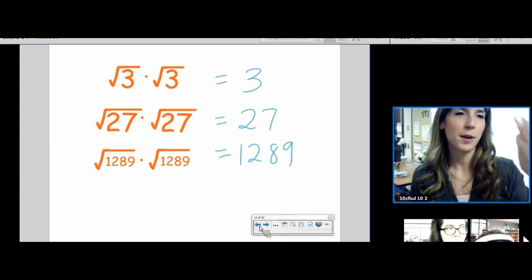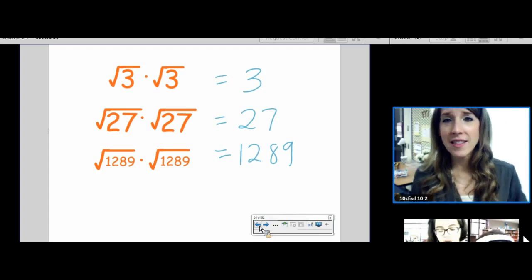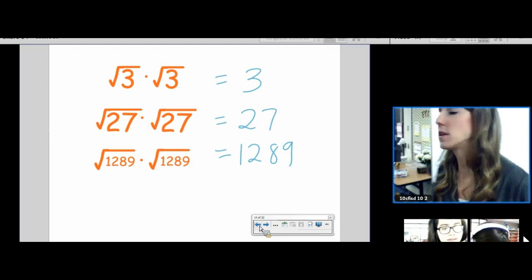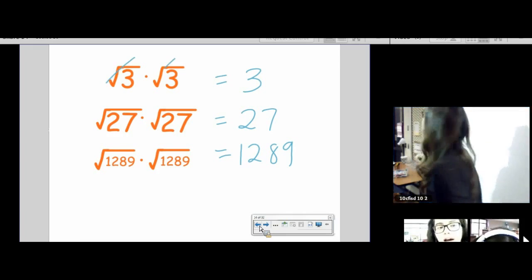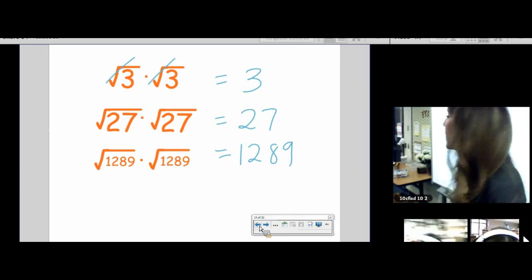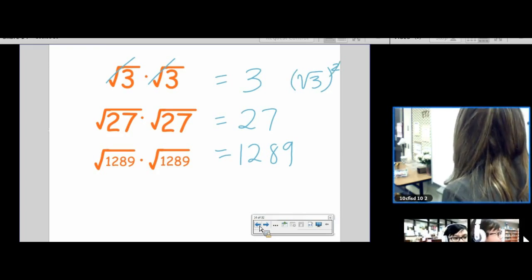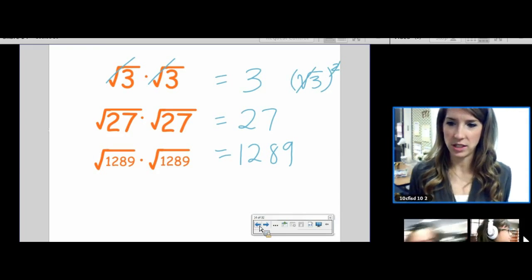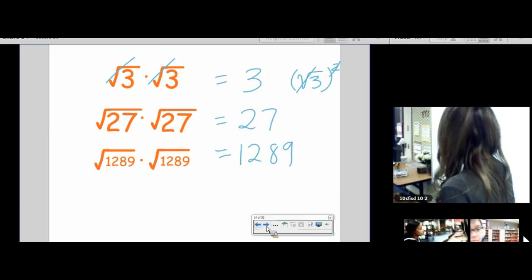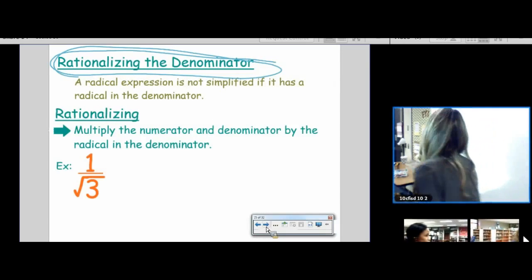It's important that we can write that right away. You don't need to write square root of 3 times square root of 3 is square root of 9 and then take the square root of 9. You don't need to do the middle step. The square roots simply cancel and you get 3. It's like saying square root of 3 squared. The square and the square root cancel, and that's why you're left with just 3.